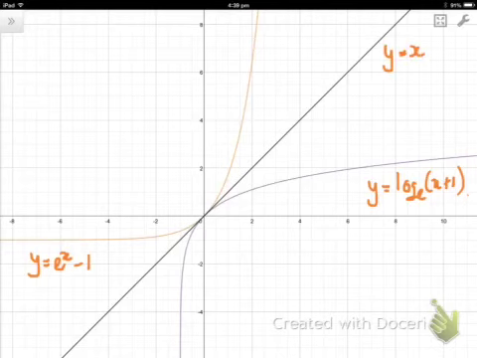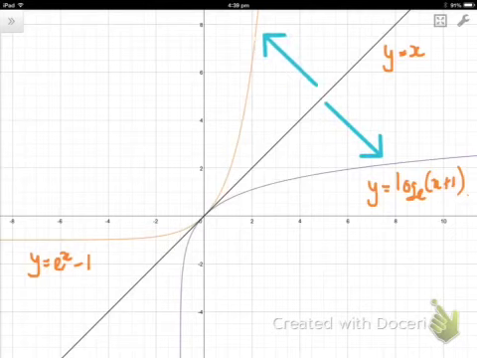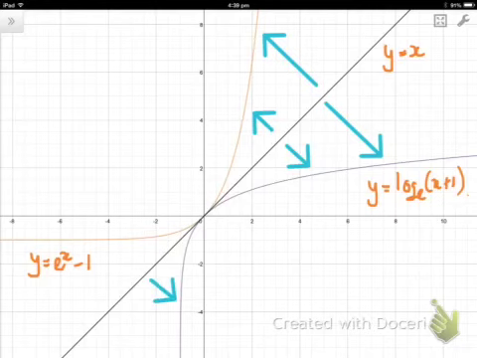We pointed out on an earlier video that the inverse is a reflection of the original about that line of y equals x. You can see here, pointed this out before, you can see that reflection. If I draw arrows, that reflection becomes apparent. There we go.